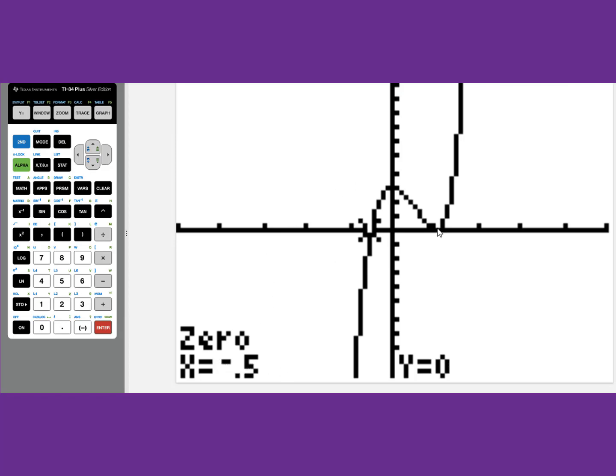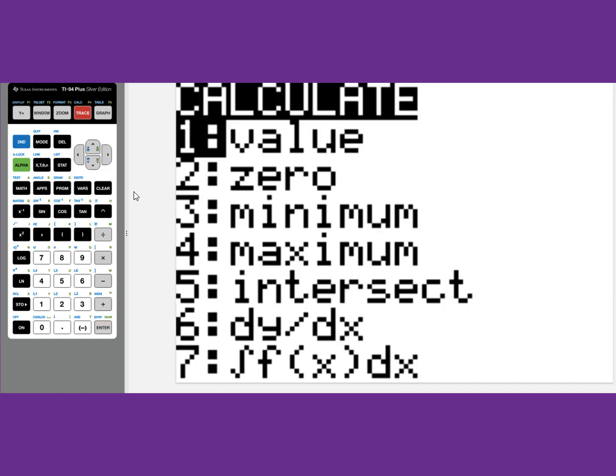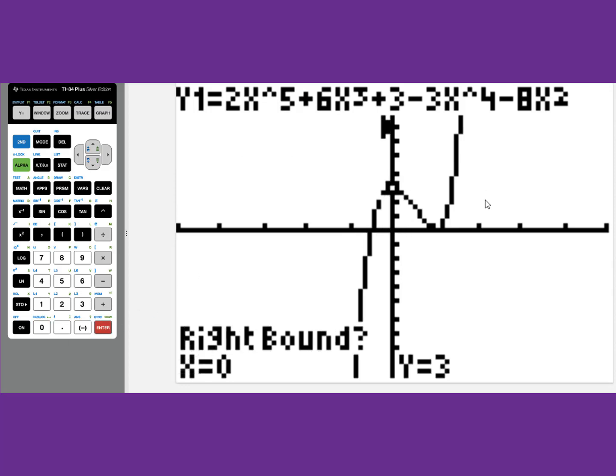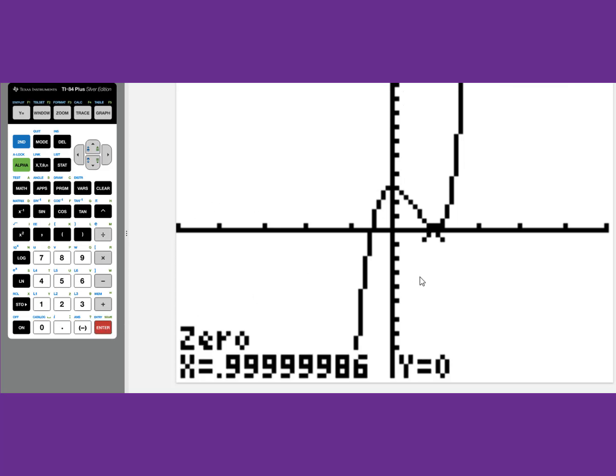Now we got to check, is this 0 a rational solution. So we do second trace 2. Left bound, you can put this 0. Enter. Right bound, you can put the 5. Enter. Enter. You got 0.999 something. When you get x equals 0.999 something, which means x equals 1, because graphing calculator is not that accurate.